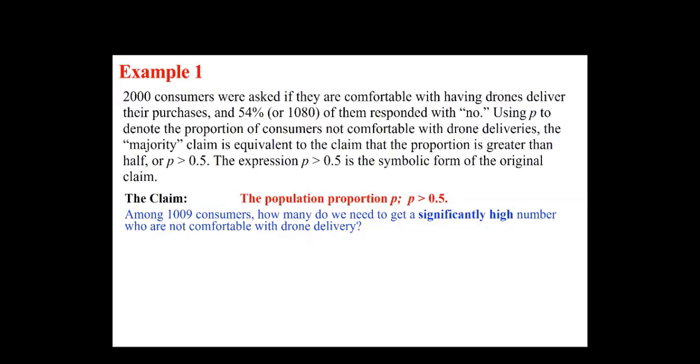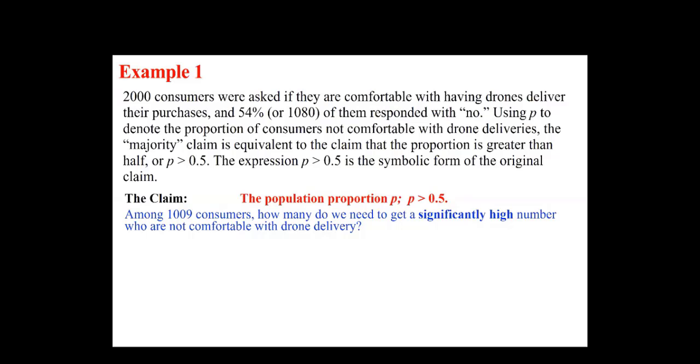Among 1,009 consumers, how many do we need to get a significantly high number who are not comfortable with drone delivery? So when we read the question, we need to recognize that when we want to set up a hypothesis, and I will give you the steps. One of the steps, the very first one, involves writing the information symbolically, known as the null and alternative hypothesis.